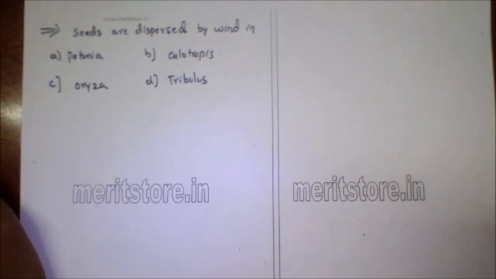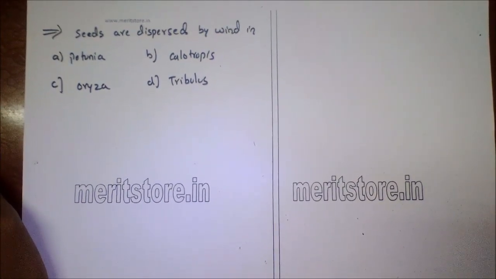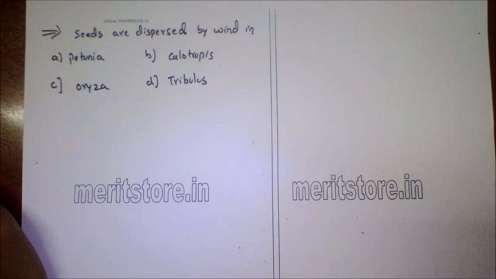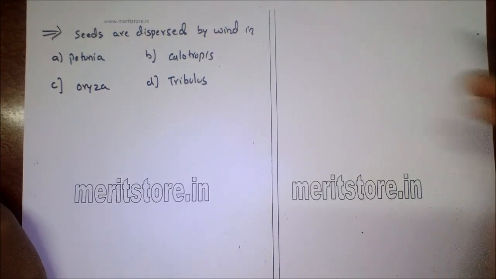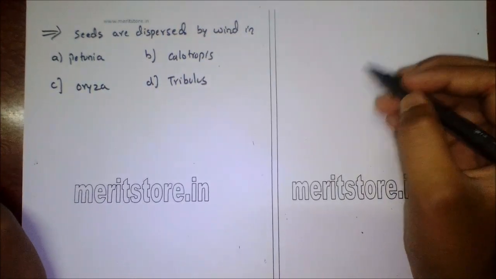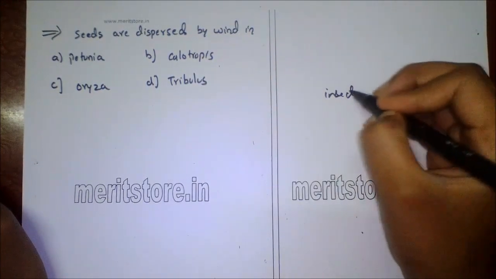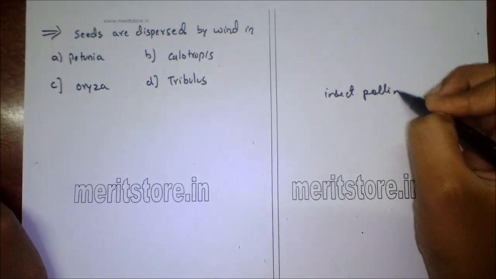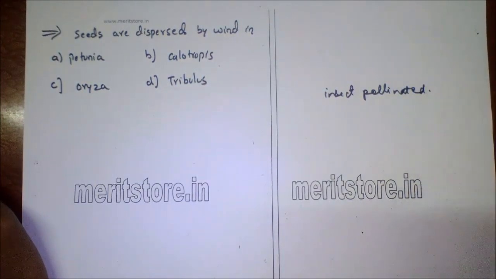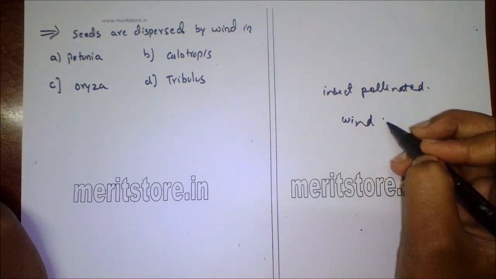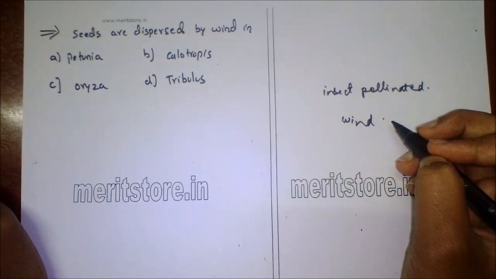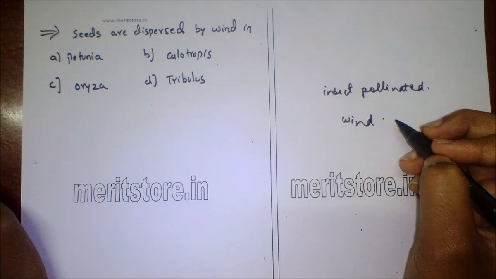Seeds are dispersed by wind in: A. Petunia, B. Calotropis, C. Oryza, D. Tribulus. So Calotropis is insect pollinated, but dispersed by wind. Its seeds are plumed. It has pollinia containing anthers to be carried by insects. So option B is the correct answer.